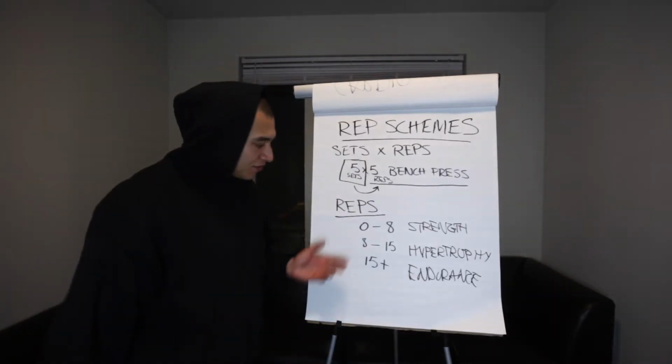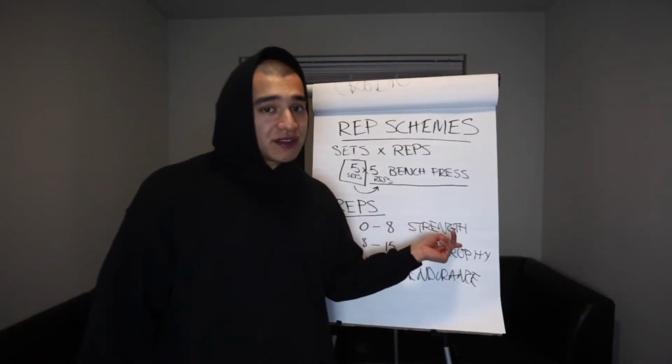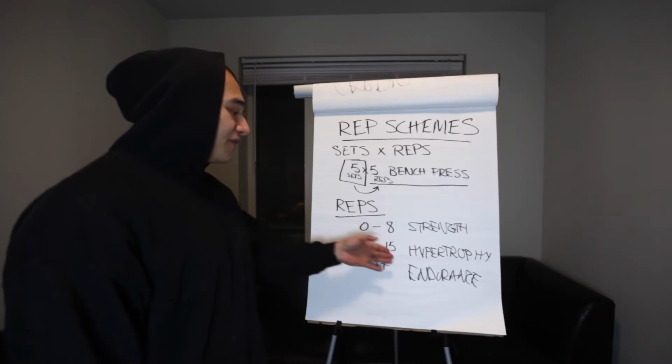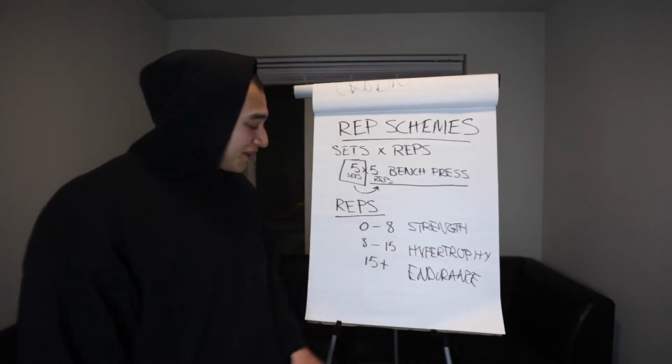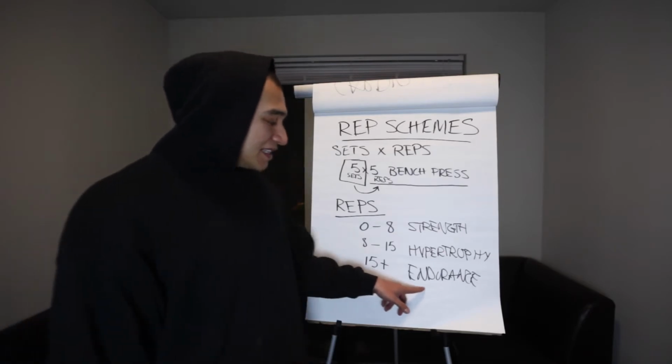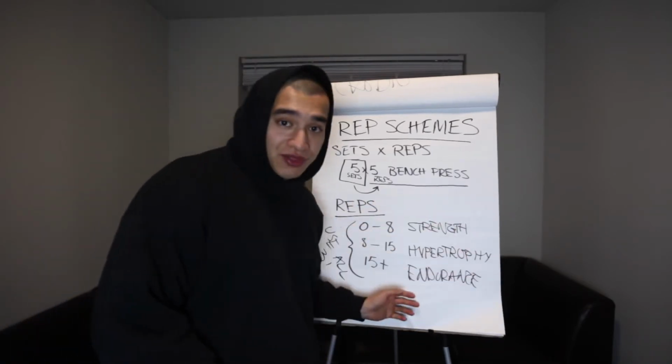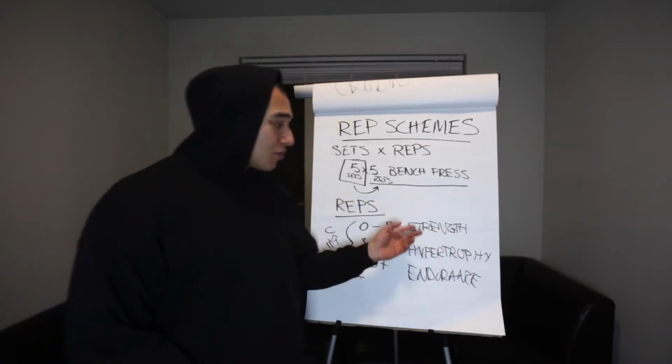So as you can see, 0 to 8 reps is strength training, okay? 8 to 15 reps is going to be hypertrophy, which means to build size, okay? And then 15 plus is endurance. You want to utilize all 3 in your training. You don't want to stick to just one or the other.